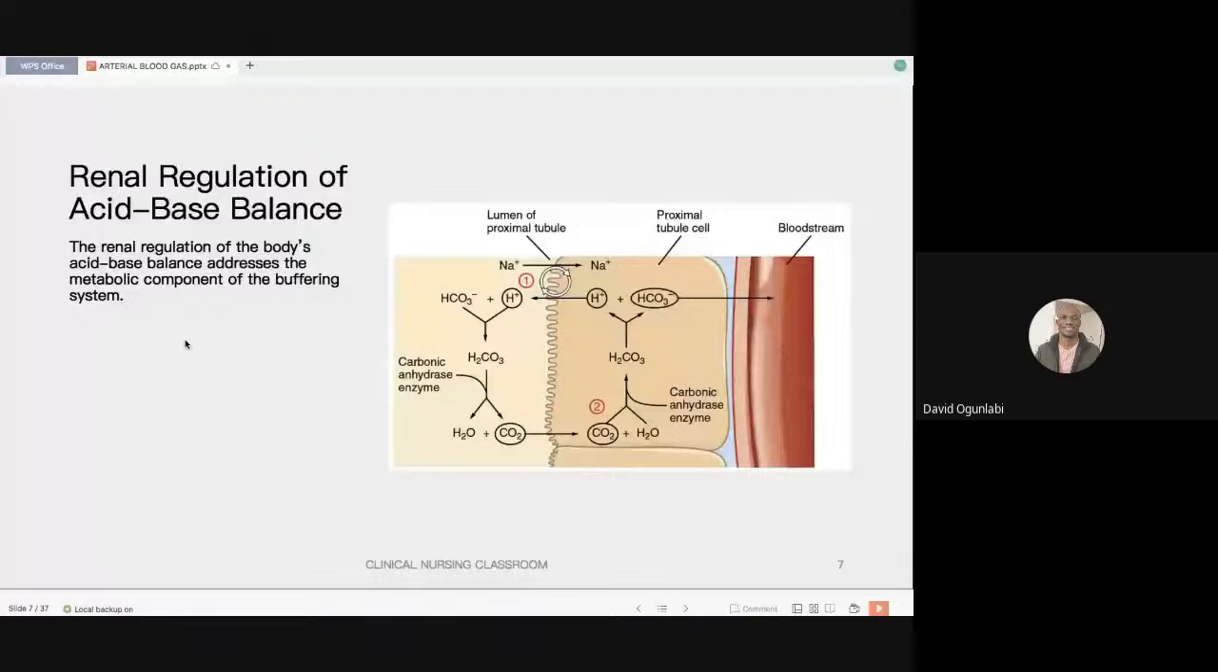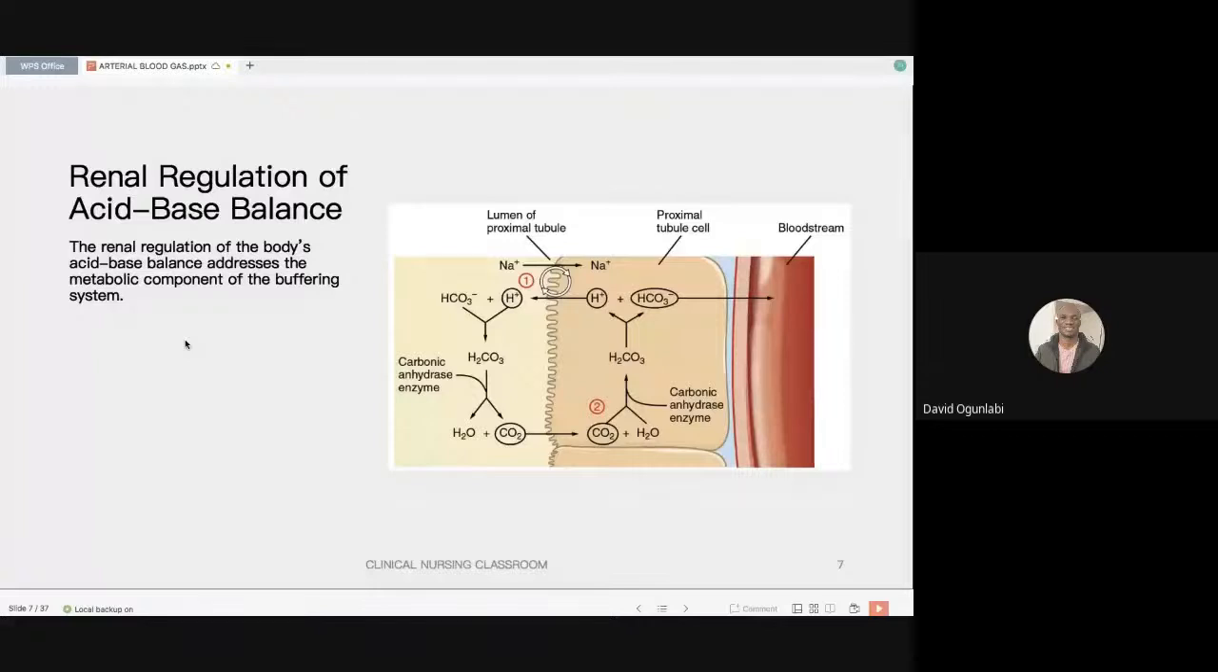Okay, and it is also the other way around. Let's now assume that the CO2 level in the body is low. The renal system will also respond to it by ensuring that less bicarbonate is produced. It will produce minimal bicarbonate so as to salvage that situation.